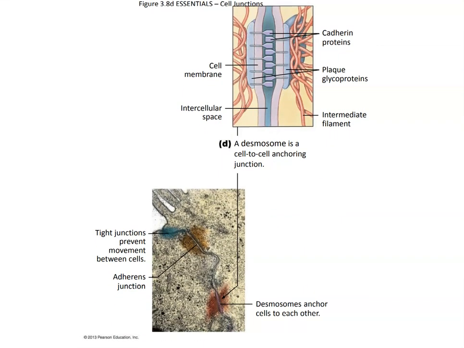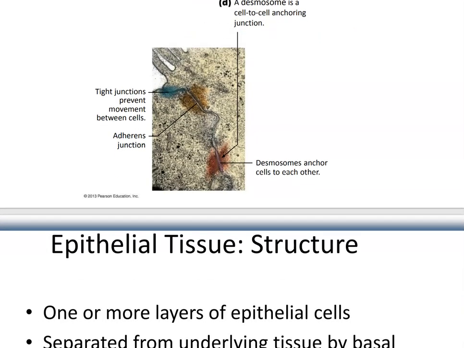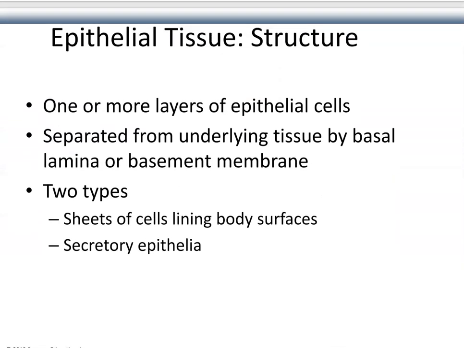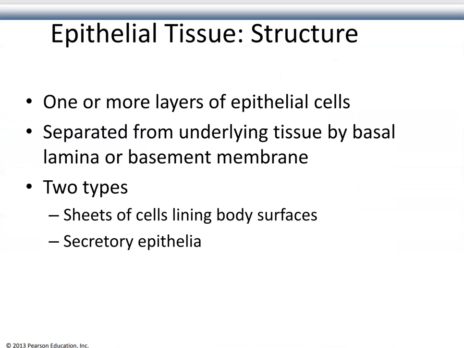We have these proteins that will almost have these teeth that are interdigitating with one another, and that would be a great way to bind two cells to one another, to make sure that they don't freely float apart. And okay, let's move on to epithelial tissue.